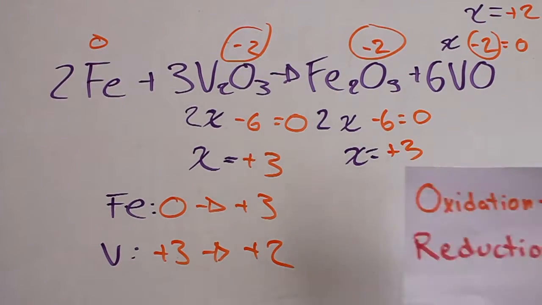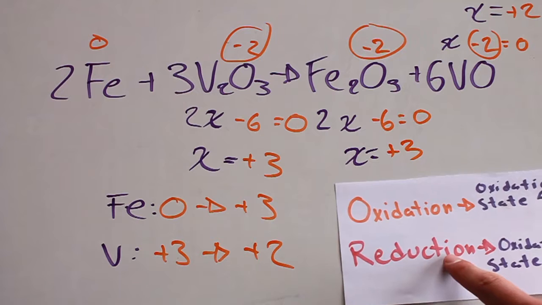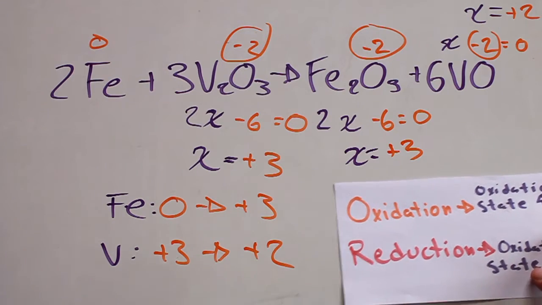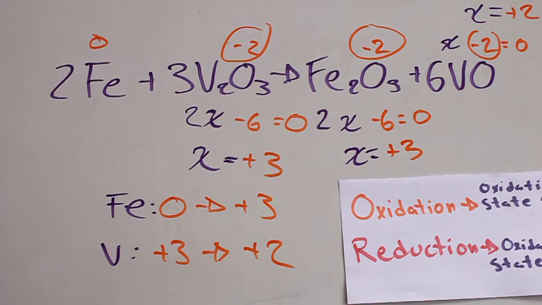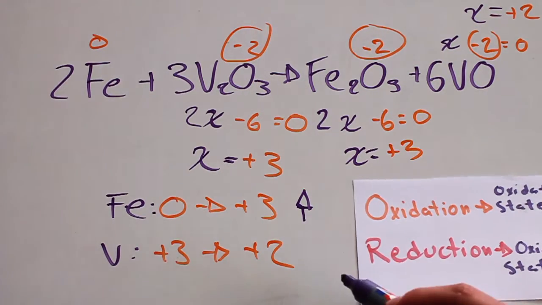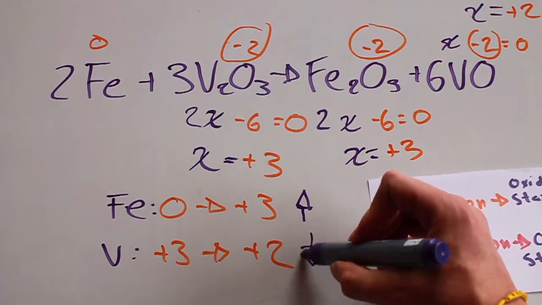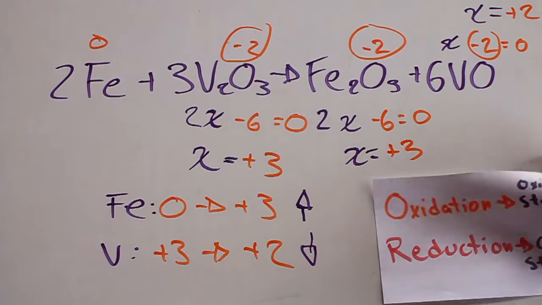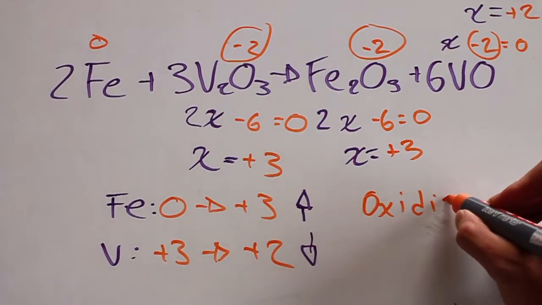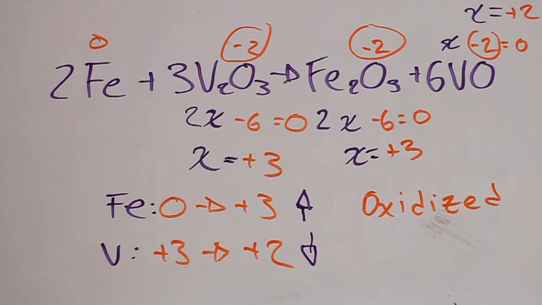Once again, we refer back to our rules. Oxidation occurs when the oxidation state increases, and reduction occurs when the oxidation state decreases. In this case, iron's oxidation state increased, and vanadium's oxidation state decreased. So therefore, we know that iron was oxidized and vanadium was reduced.